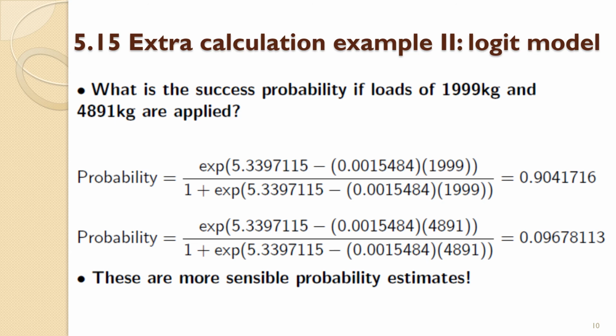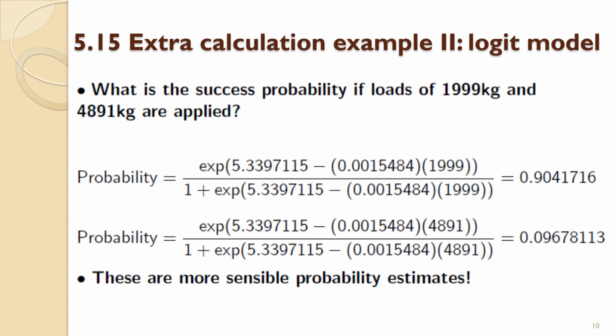So alongside that, I wanted to do the same calculations here with the logit model. What's the success probability if loads of 1999 and 4891 kilograms are applied? So the success probability is calculated as the exponential of the regression equation over 1 plus the exponential of the regression equation. So by the construction of the logit model, these probabilities are automatically guaranteed to lie between 0 and 1.